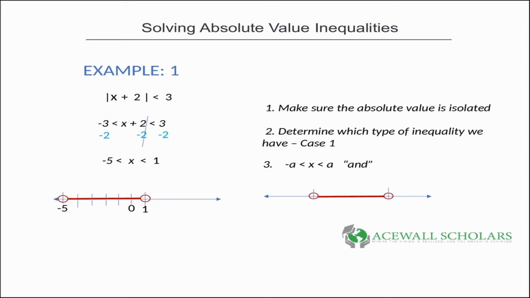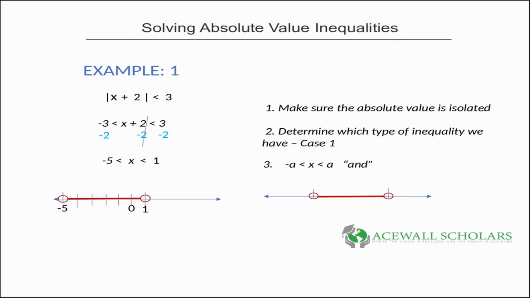So to solve, we're going to minus 2 on all sides. Negative 3 minus 2 is going to give us a negative 5, and 3 minus 2 would give us a positive 1. So our solution is x is greater than negative 5 and less than 1. And our graph is as follows. Notice we have an open circle because we're dealing with a greater than and a less than. Because there's no equal to within this particular inequality, our circles will remain open.